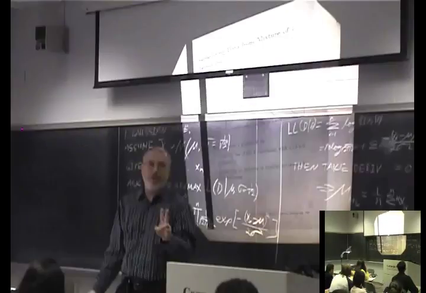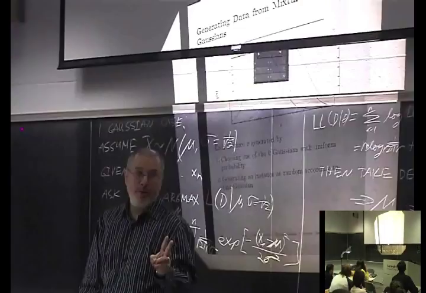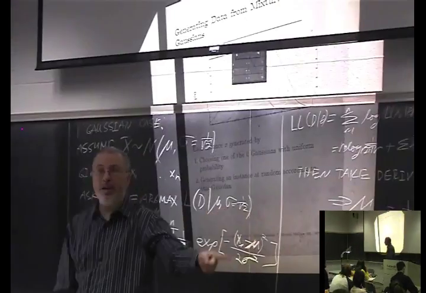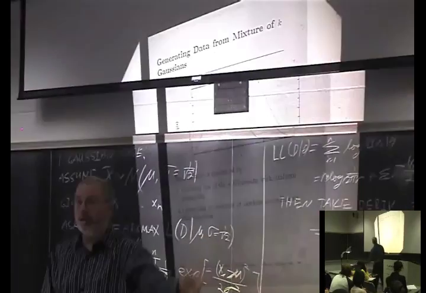So here are the two Gaussians, and a much nicer picture than I'm able to draw. You can see the two Gaussians, you can see their overlap, and you can see the data points at the bottom.